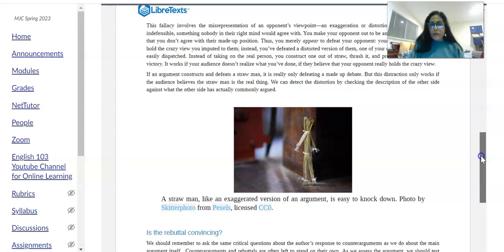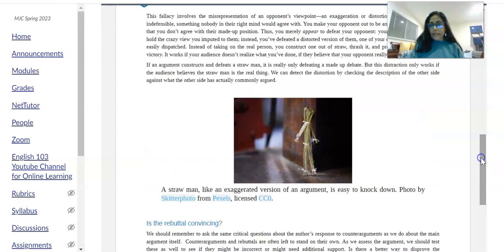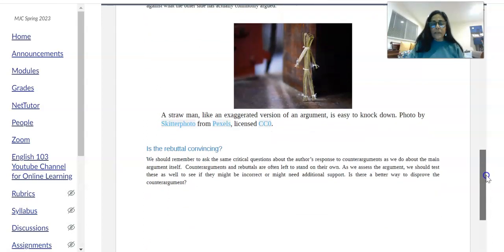If the audience believes the strawman is the real thing, we can detect the distortion by checking the description of the other side against what the other side has actually commonly argued. That's just like what I just mentioned, and what I just explained has been explained over here also in those lines.